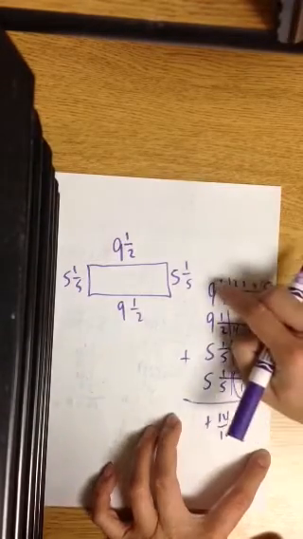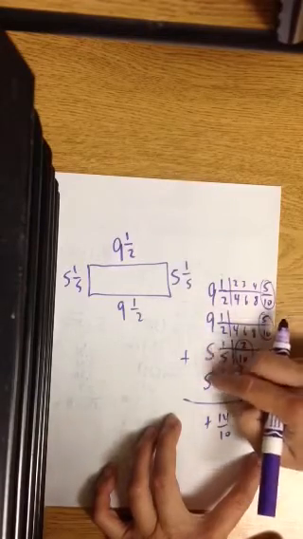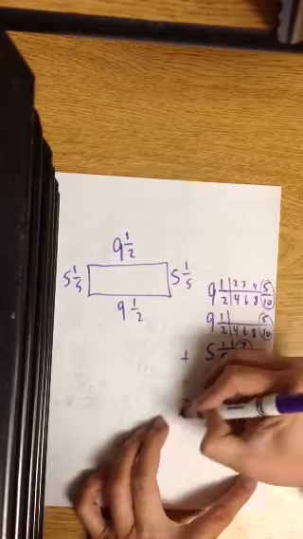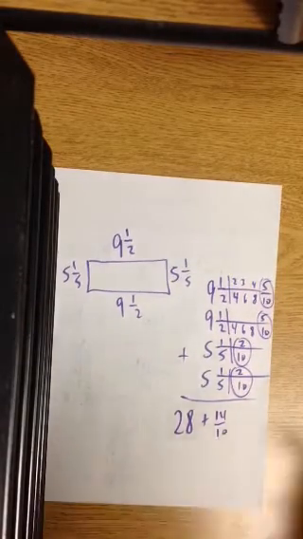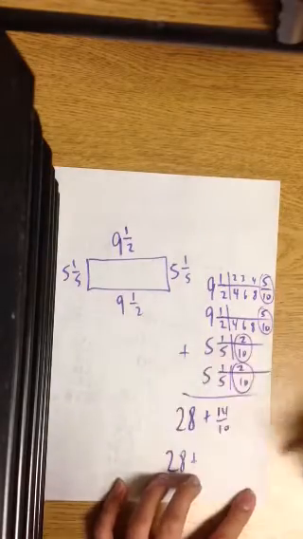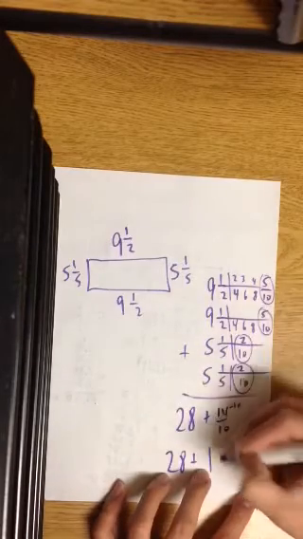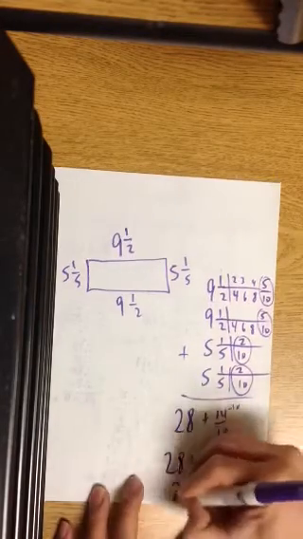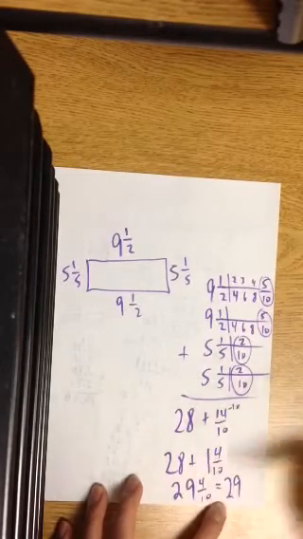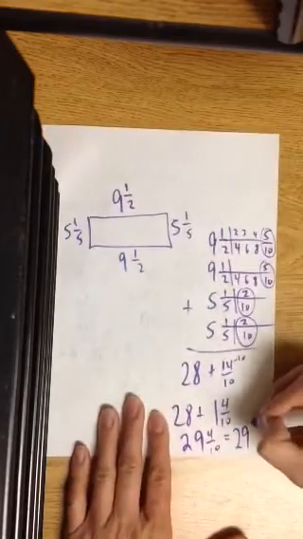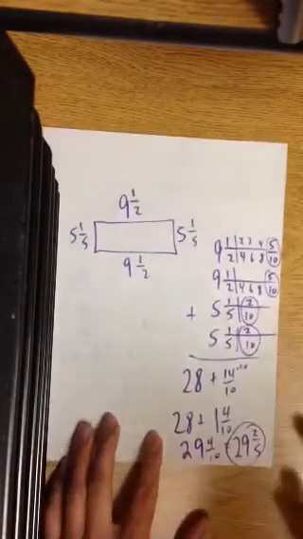Don't forget the whole numbers. 9 plus 9 is 18. 5 plus 5 is 10. 10 plus 18 is 28, so it's 28 plus 14 tenths. Isn't this improper? So how many 10s go in 14? One time. If you take away 10 from this, the remainder is 4 tenths. So it's 29 and 4 tenths, which simplifies, because both numbers are even, to 29 and 2/5. So the perimeter of this rectangle is 29 2/5.